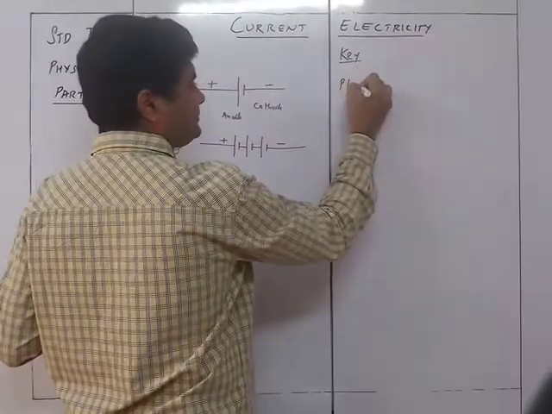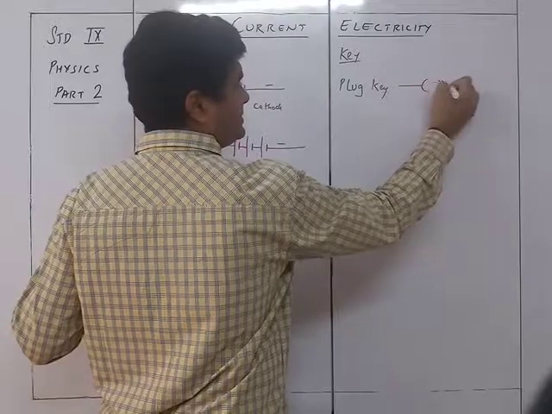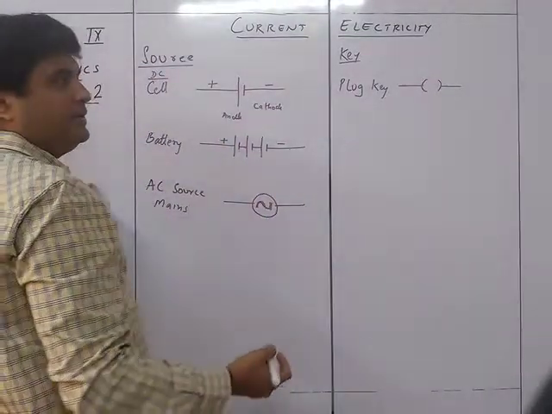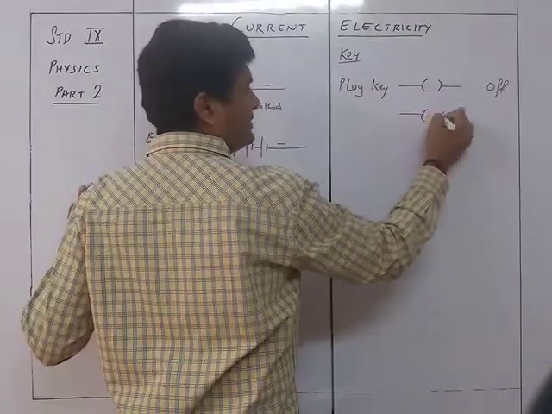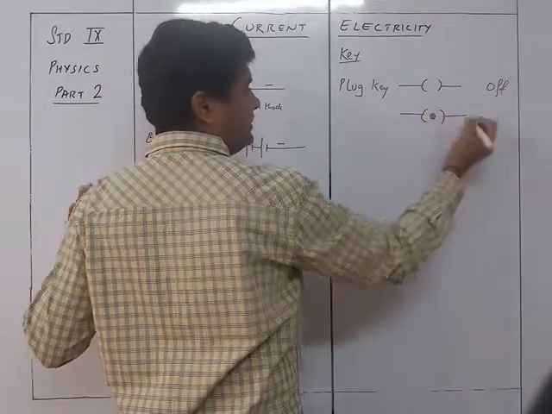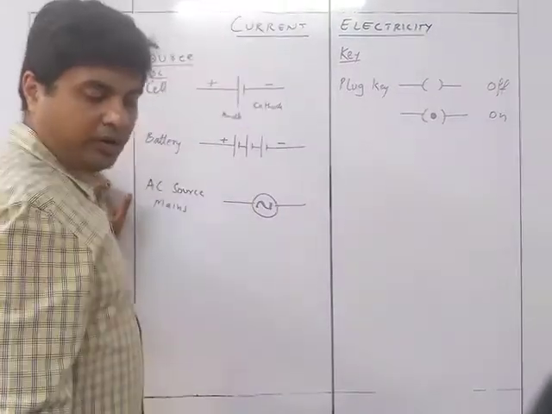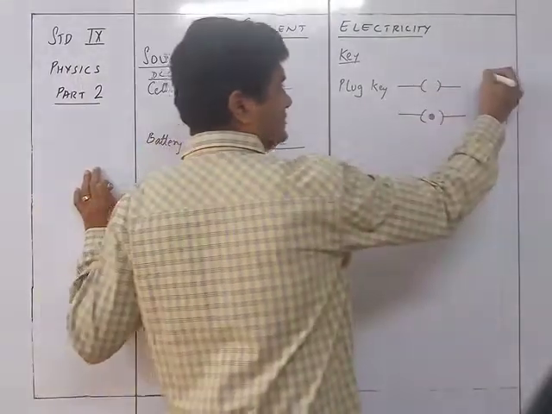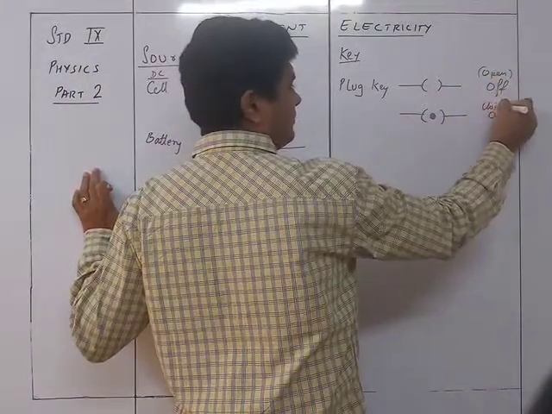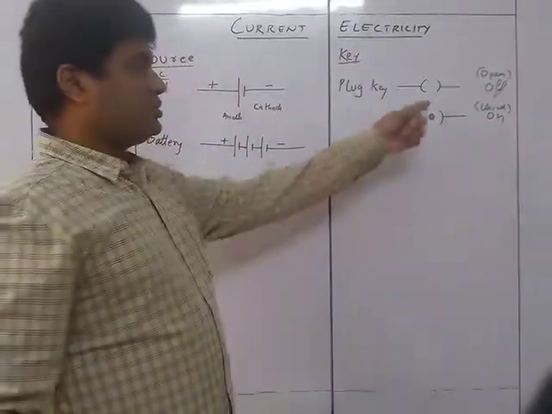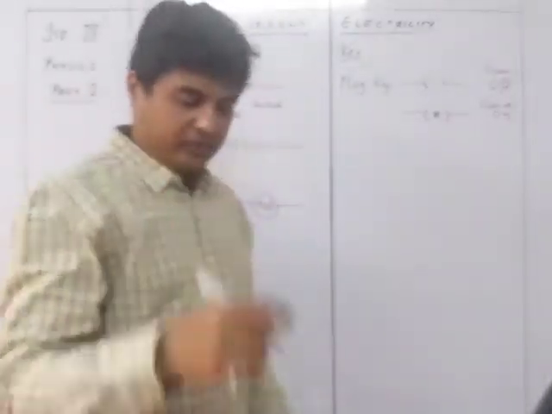Now in a plug key, you have a bracket like this. So this is the plug and this is the off condition. The same one, if a plug is placed inside, then it is in the on position. On and off, or you can call this an open circuit and this a closed circuit. This is open, that means the current is not flowing through it. This is closed, that's why current is flowing through it.